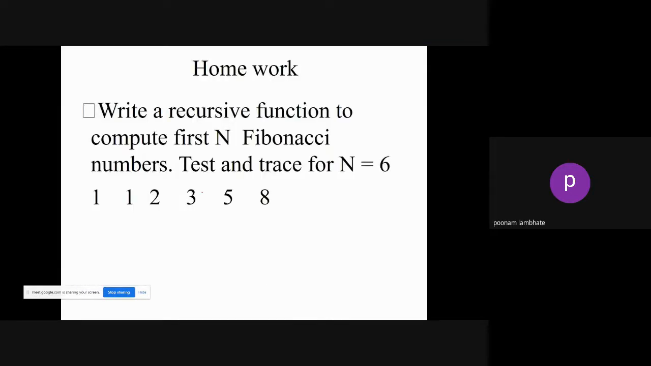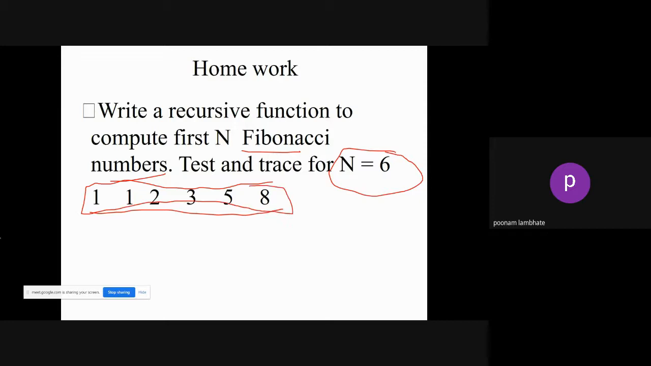Now this is your homework, okay? You have to write a recursive function to calculate the Fibonacci series for 6 terms, n equal to 6. Okay, there are 6 terms over here. You know how to do it by iterations. You have to do it by recursion now. Okay, try it. If you don't get it, in future classes I'll be solving this problem.